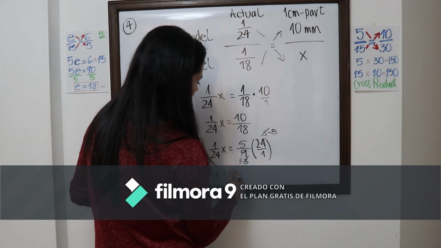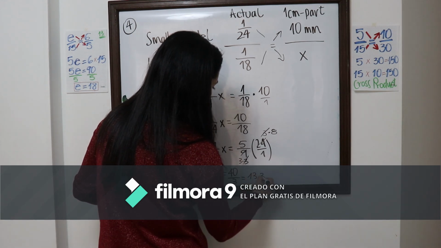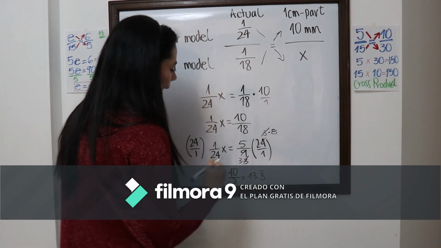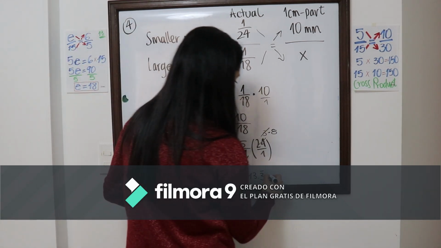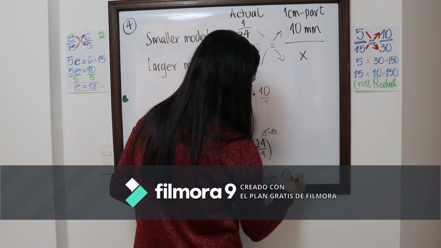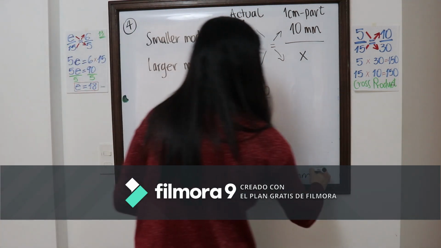40 over 3, which is actually 13.3 repeating. And since we have to round it to the nearest millimeter, then we know we're talking about 13 millimeters. So that is our answer.